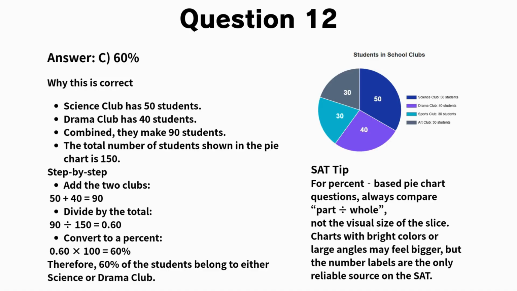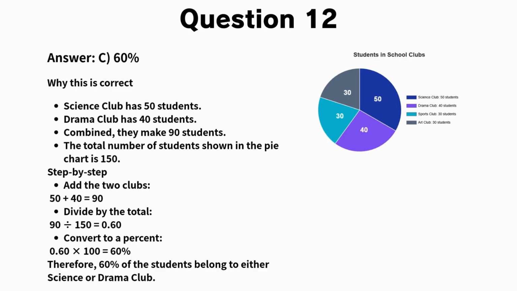The correct answer is C, 60%. Let's solve this step by step. First, identify the values for the two clubs we're combining. Science club has 50 students and drama club has 40 students. Next, add these two clubs together. 50 plus 40 equals 90 students combined.